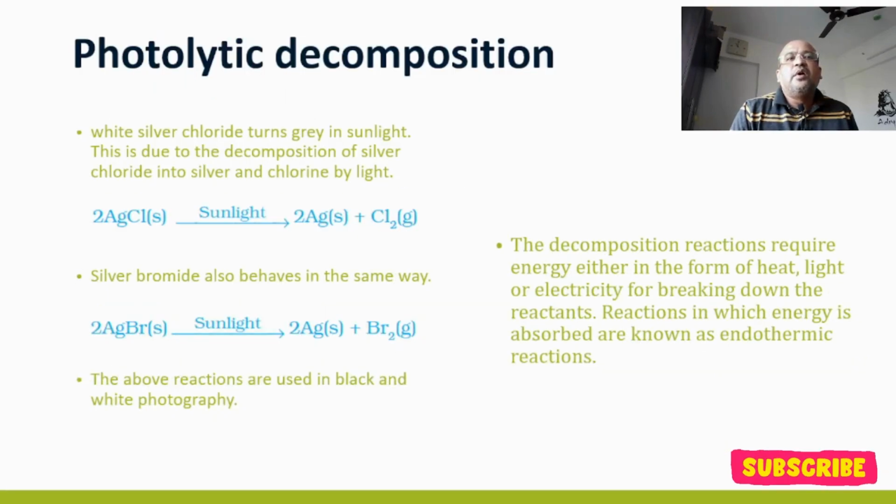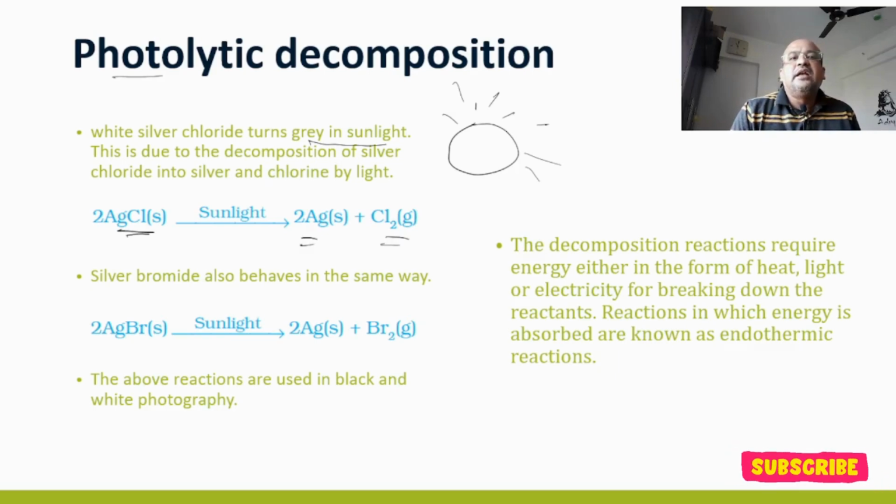Now let's talk about photolytic decomposition. Photolytic means the decomposition which takes place in the presence of sunlight, right? So that is photolytic decomposition. White silver chloride turns gray in sunlight. This is because of the decomposition of silver chloride into silver, and chlorine gas is released.